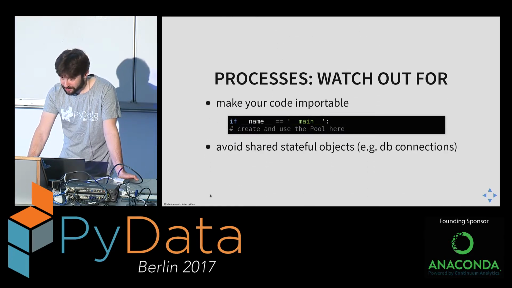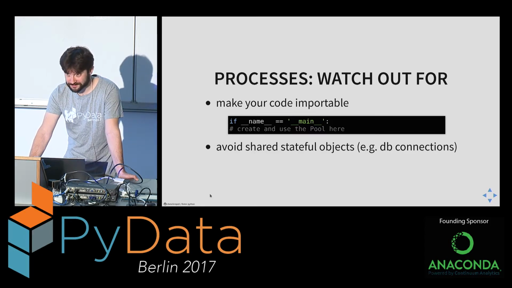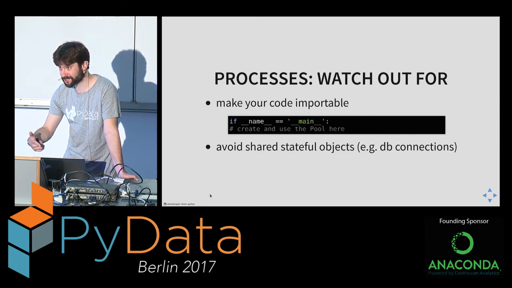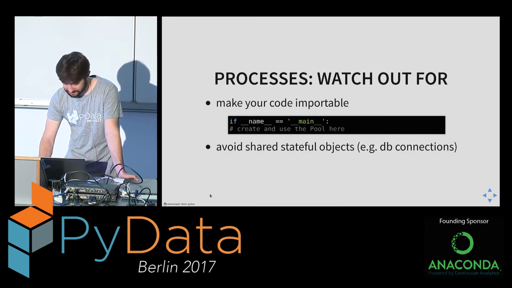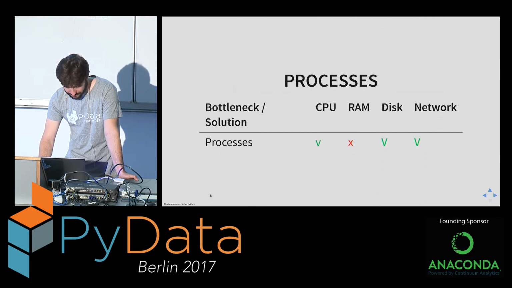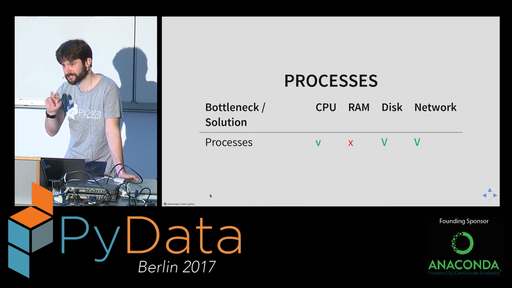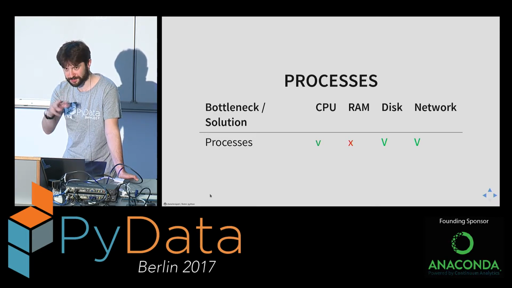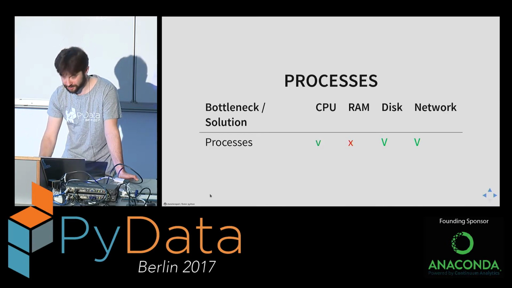Things to watch out for while using processes: make your code importable. Otherwise, you're going to execute it every time. And avoid shared stateful objects like DB connections. Big wins, you can use all of the CPUs because the operating system will allocate one CPU to each new process and then shuffle them around like they were different programs on your computer.